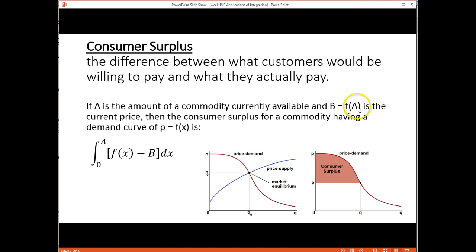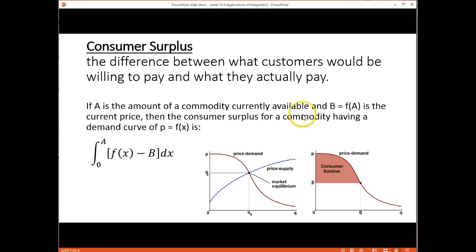Now we know B equals f of A is the current price. So if I have an amount or a quantity, then my demand function tells me there's a certain price that sets in for that demand. This is my B, which is this level here. This is the equilibrium price.